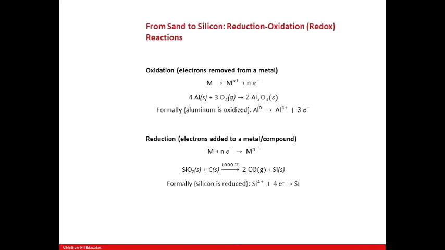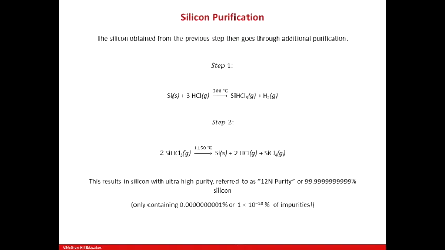Suffice to say for now, we have sand and silicon. It's oxidation and reduction. We remove electrons and we add electrons to get you to materials that we can use to manufacture and make materials that we enjoy in our daily living. Okay? This shows the further purification of that silicon.